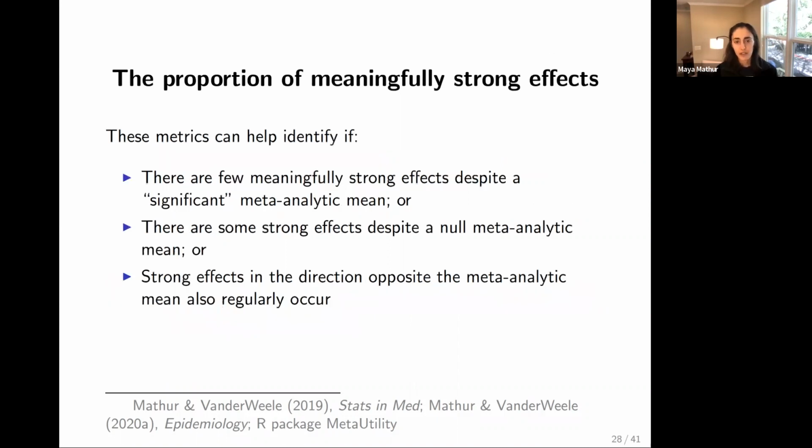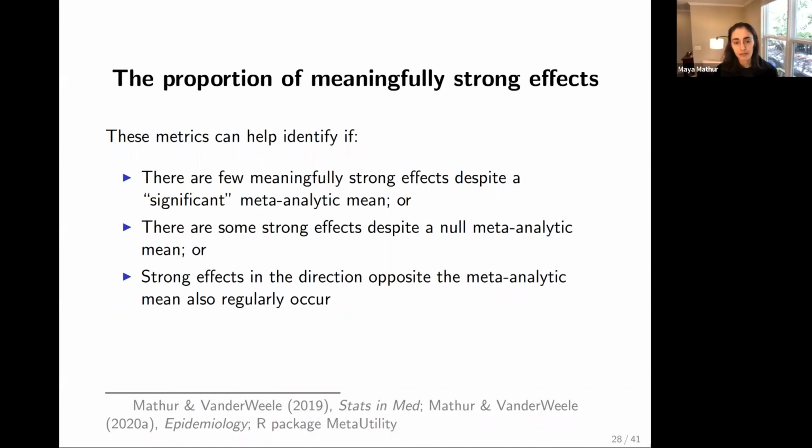The point of looking at metrics like this, in addition to just the point estimate itself, is that they can help identify situations where, for example, the pooled estimate is significant, but there actually aren't very many meaningfully strong effects, because maybe the meta-analysis mean is fairly small, maybe there's not very much heterogeneity, and maybe there are a lot of studies, so it's significant, but the effect sizes are not that large. Or alternatively, maybe the meta-analysis mean is close to the null, but there's enough heterogeneity that there actually are some fairly strong effects in the tails.